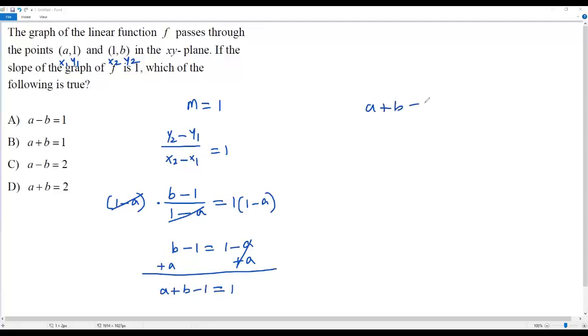So here we have a + b - 1 equals 1. So we must have only a and b on the left side. So apart from a and b, we have -1. To get rid of this -1, I'm adding 1 to both sides. So this -1 + 1 will cancel out. I get a + b equals 2. So the correct answer choice for this question is option D.